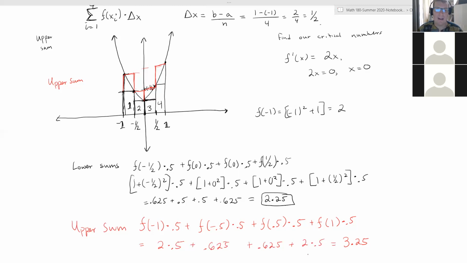On the one hand, you have the biggest overestimate. So the biggest possible overestimate is going to be that upper sum, and the smallest possible estimate would be your lower sum. Okay? Any questions on that?